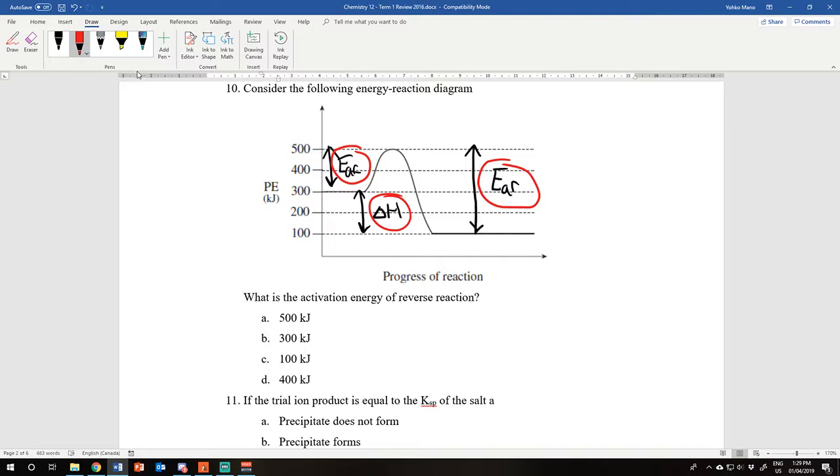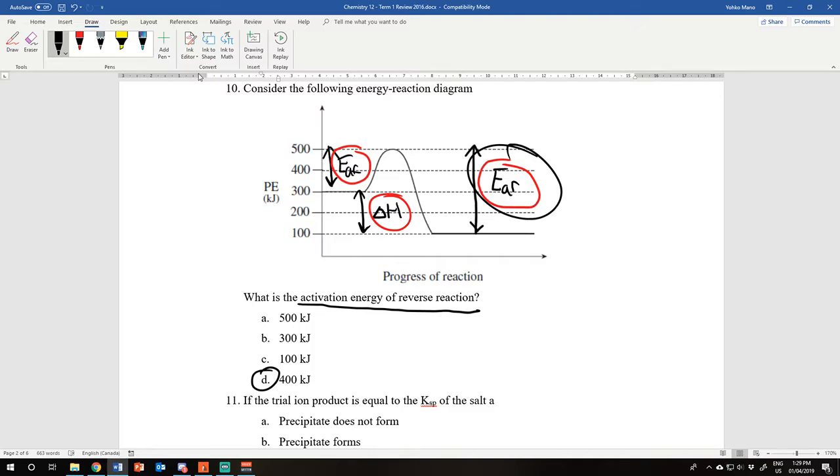Anyways, now that you've labeled all of the energies, answering the question becomes really easy. What's the activation energy of the reverse reaction? Well, that's this one here, and I just go from 100 to 500, that's 400. I could easily ask, what's delta H? Delta H is this number, so that'd be 200. What's forward activation energy? That's 200, it's 300 to 500. So labeling your energies is really important. Make sure you know what the energies are.